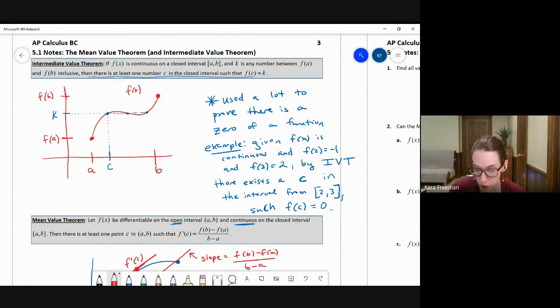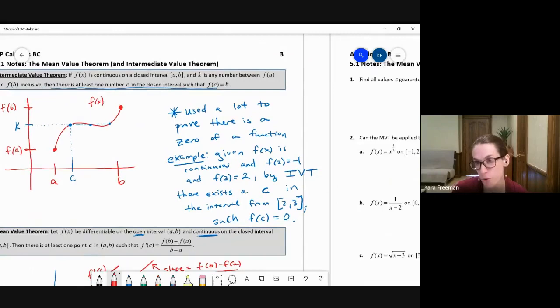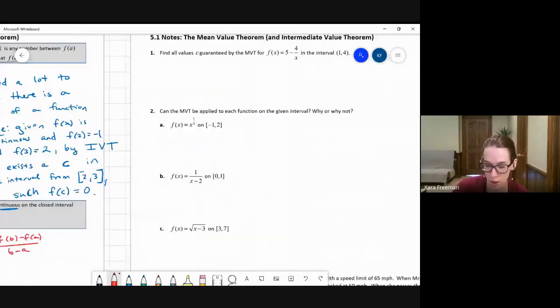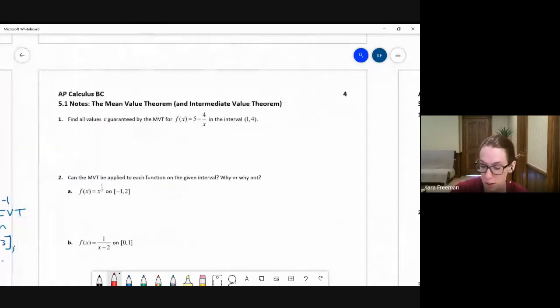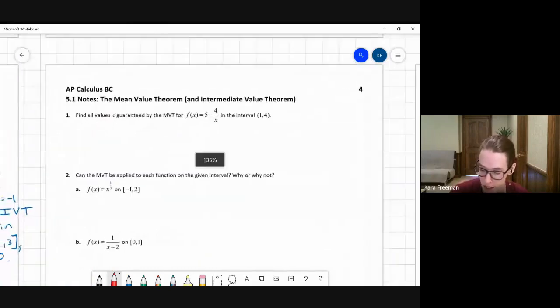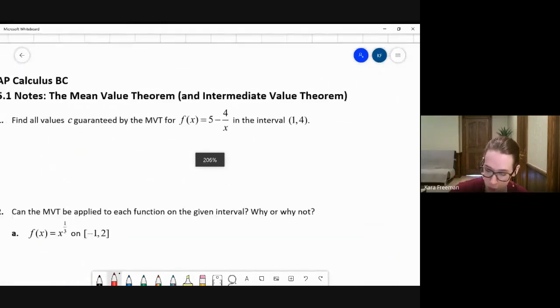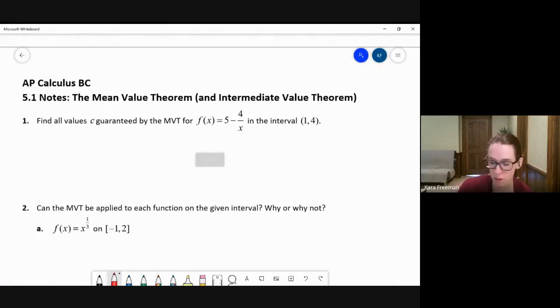Okay, all right, let's try some examples. We're mostly going to do examples with the mean value theorem, and then I'll show you an example at the end of how they go hand in hand. Mean value theorem, you can use the shorthand MVT, and intermediate value theorem, you can use the shorthand IVT. They are accepted on the AP test if you are using these theorems.